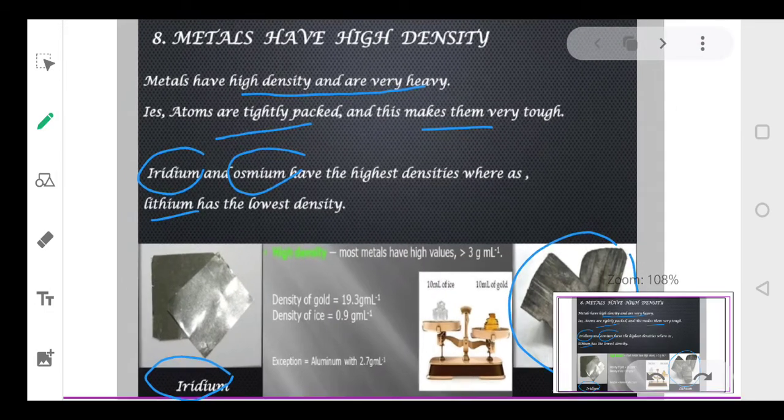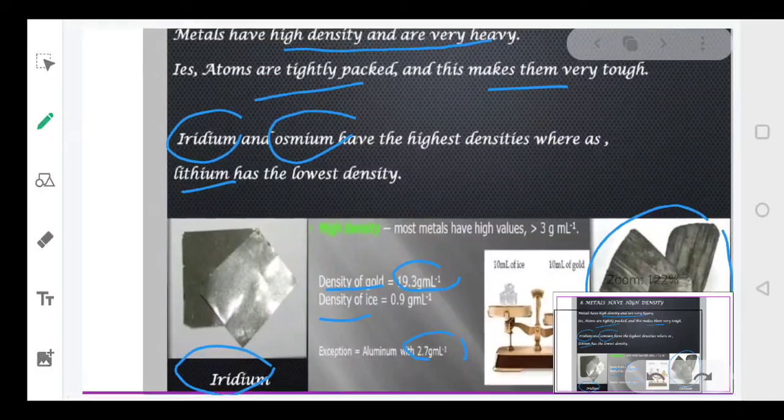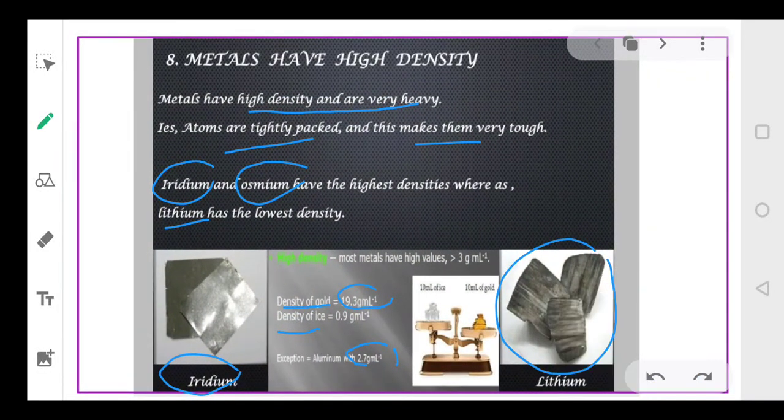See, let's compare the density of the metals that have been written here. Density of gold is approximately 19.3 grams per ml, while density of ice is just 0.9 grams per ml. Aluminium is having density of 2.3 grams per ml. So most metals have high values. Metals mostly have high density.